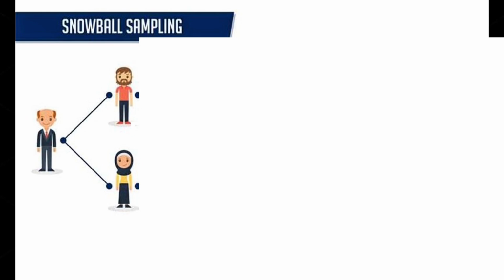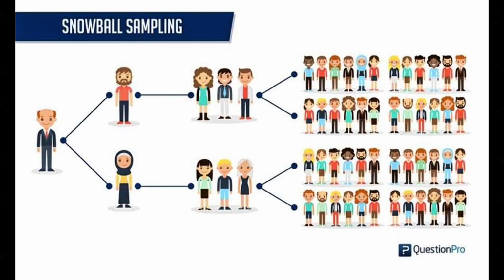For example, imagine you are conducting a study on individuals who are involved in a specific online community that is not easily found through a general survey. You might start by identifying a few members, or seeds, and asking them to recommend others in the community to participate in the study. These new participants then refer others, and the process continues, gradually building a sample of individuals from that community.